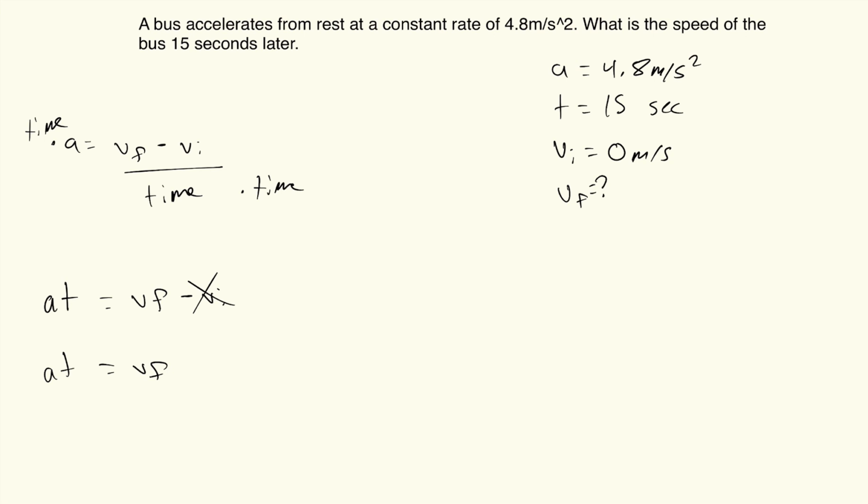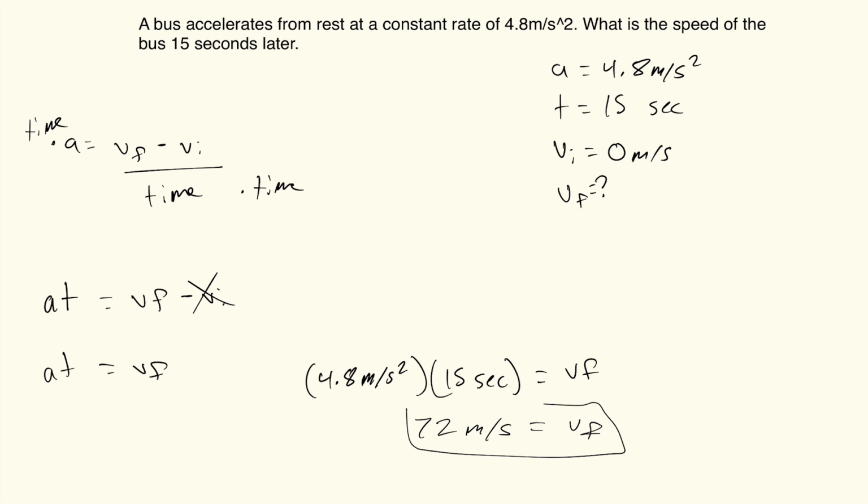So when we plug this in, we get 4.8 meters per second squared times 15 seconds is equal to Vf. And the answer is 72 meters per second is equal to Vf. So after 15 seconds of accelerating at 4.8 meters per second squared, the speed of the bus is 72 meters per second. That's a really fast bus.